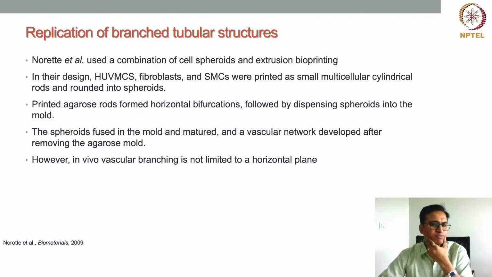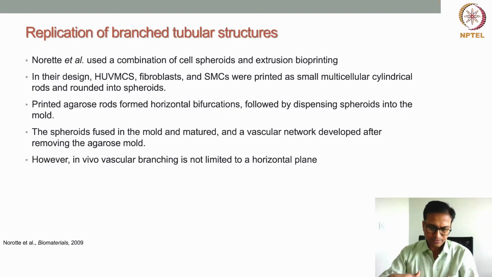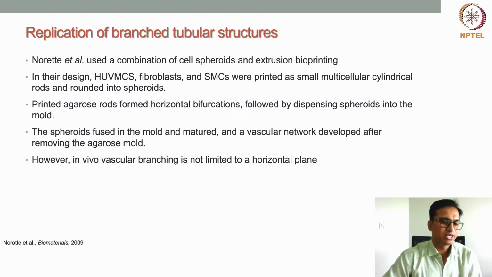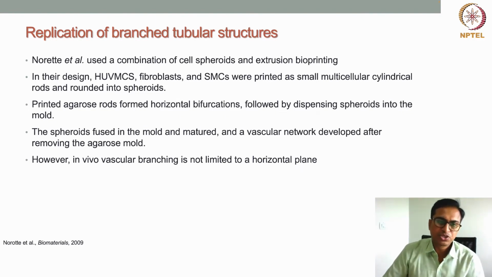Similarly, branching of the vascular network is another important requirement, because in the body, as I discussed in the earlier session, the vascular network is generally present as a branch. So this branching is very much important for the vascular network. And one such study, published around 2019, Norotte et al., worked on a similar concept where they used cell spheroids and also extrusion bioprinting to generate bifurcated tubular structures.